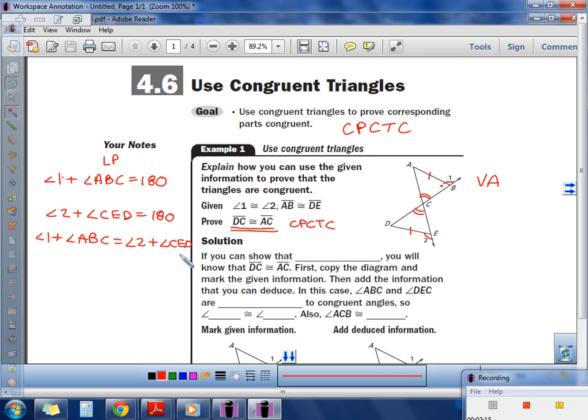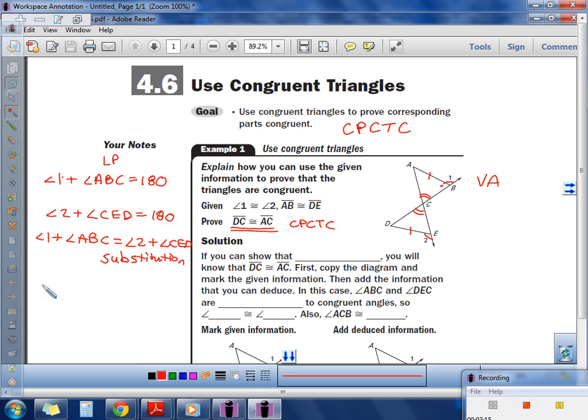Why can I do that? Who remembers that reason? Okay, transitive mostly we use for congruence. It could work, but there's one that I like a little bit better. Substitution. Good, I heard it from somebody back there. Substitution right there. So that was substitution. Where this one equals 180 and that one equals 180, I can just substitute in.